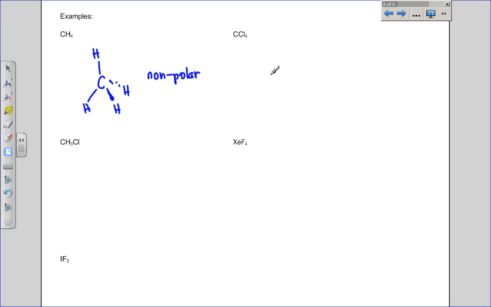Let's look at CCl4. CCl4, you go through the process, drawing a Lewis structure, and then making decisions about its VSEPR structure. It's also going to be tetrahedral. So a tetrahedral molecule, if all the atoms are the same, doesn't matter if these bonds are polar. The molecule is going to be nonpolar. There's going to be no slightly negative or slightly positive end to this molecule.